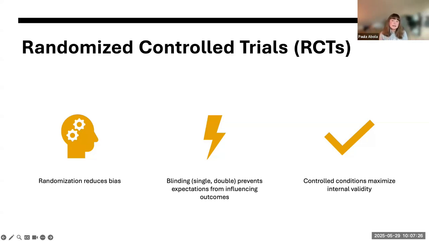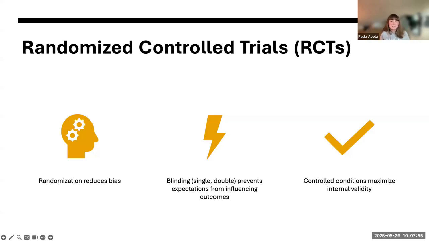And we do this because the more tightly we control external factors, the more confident we can be that any differences in outcomes are truly due to the intervention, for example, a vaccine or a certain drug, and not due to some external confounders. And this is also called maximizing internal validity, meaning the study is valid inside its own experimental system.